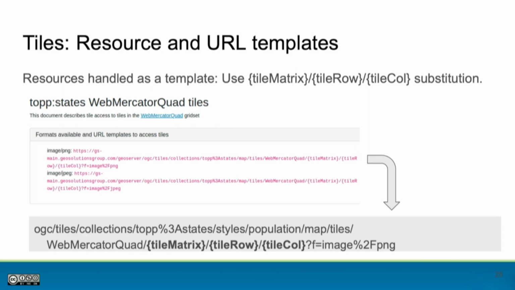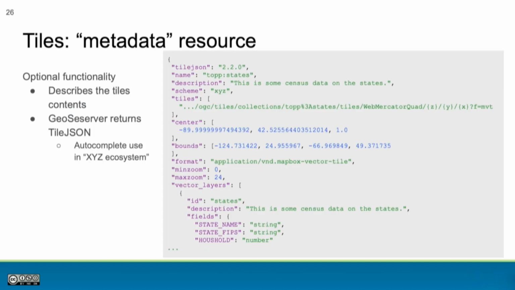The way in which it works for tiles, and this is interesting, for OGC API, normally you have links to content that you can follow. For tiles, it's actually a fill-in-the-blank template where you fill in the tile matrix, the row and the column, in order to get a recipe for how to request tiles. So the metadata resource describes the templates that you can fill in and how to do the autocomplete.